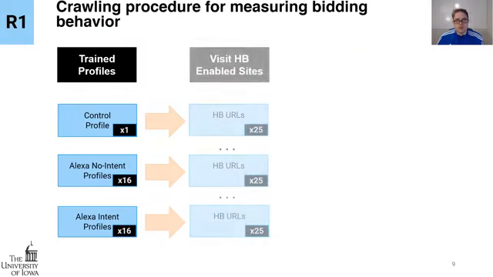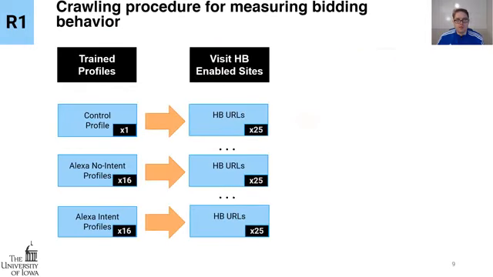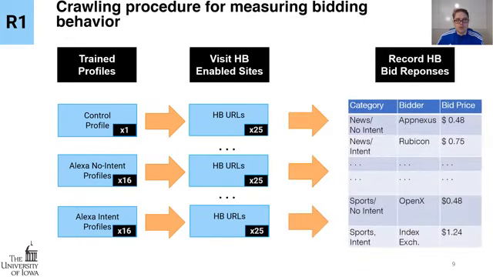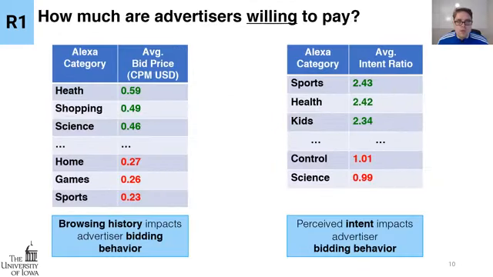Using our trained personas, we then visit header bidding enabled websites and record bidding responses for each web persona. In the following tables, we show results for average bid values and intent to no intent ratios for each category. We first note that the health category attracts significantly higher bids for both intent and no intent personas.